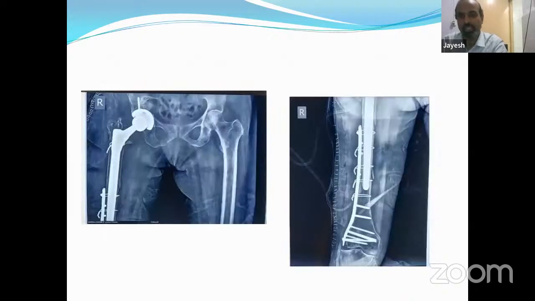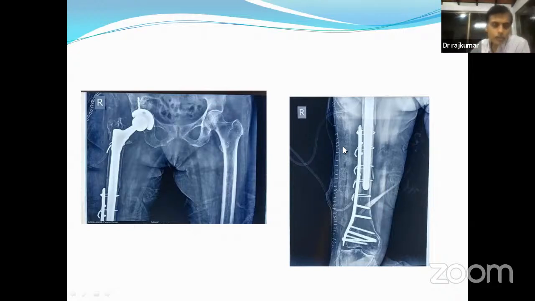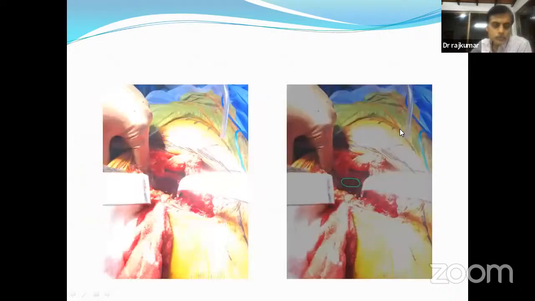So I don't have intra-op images. This is the final X-ray of the patient, in which you can see that through one of the screw holes they had a fracture, and then at the tip also they had a fracture over here. Can you show the pre-op X-ray? Yes, sir.